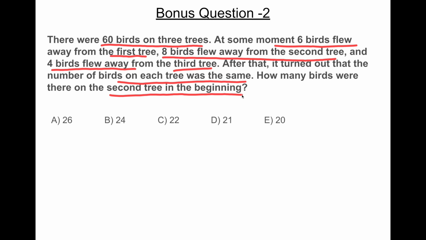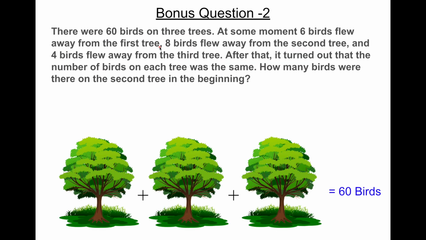Let's break down bonus problem 2 and solve it together. We have 3 trees and the birds on them are 60 in total. Now we start with 60 birds sitting on 3 trees. Suddenly some birds flew away. So 6 birds flew away from the first tree. So how many birds are left now? 60 minus 6 gives us 54 birds.